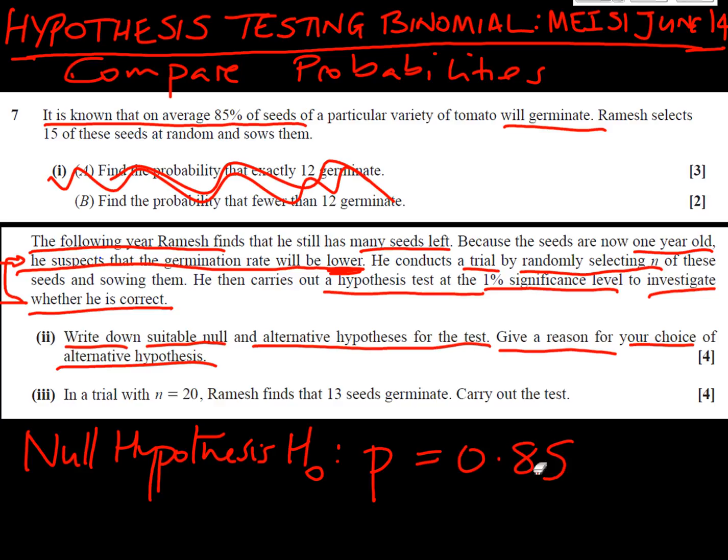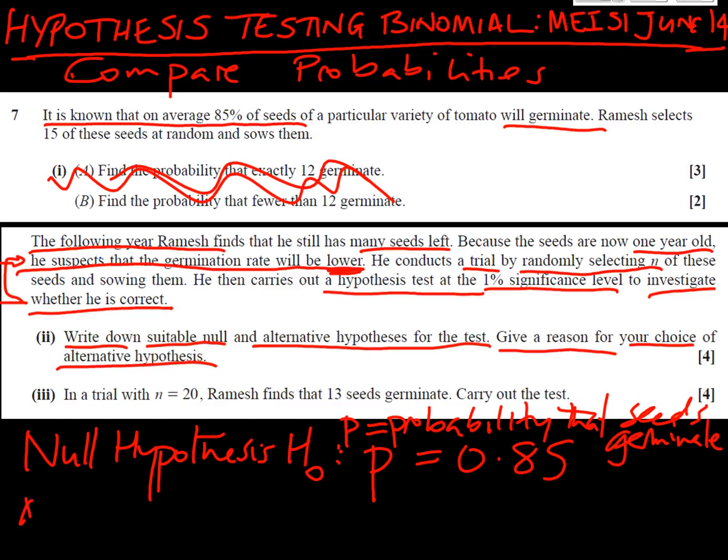Now, the thing we must write in MEI to get all the marks is we must define what p is. So p is the probability, so you need to write that. Probability that, and what we're looking at here, seeds germinate. So there's our germinate, we've defined it. We always work on the basis that our null hypothesis is that that is true, and we can do all our statistics off it.